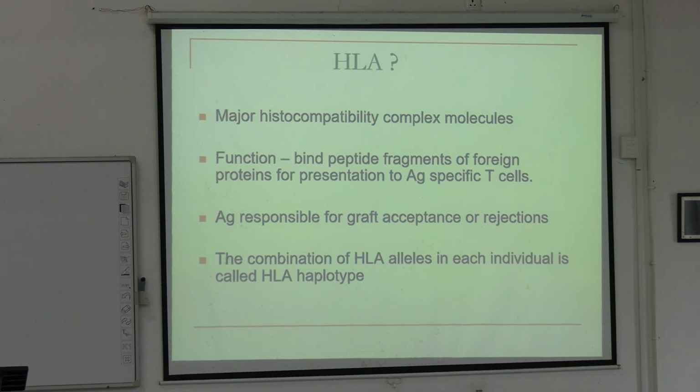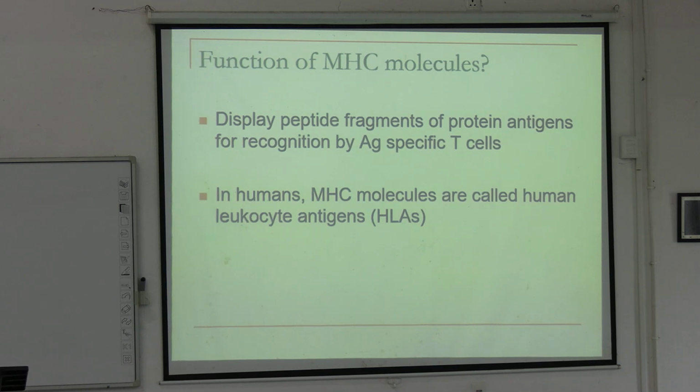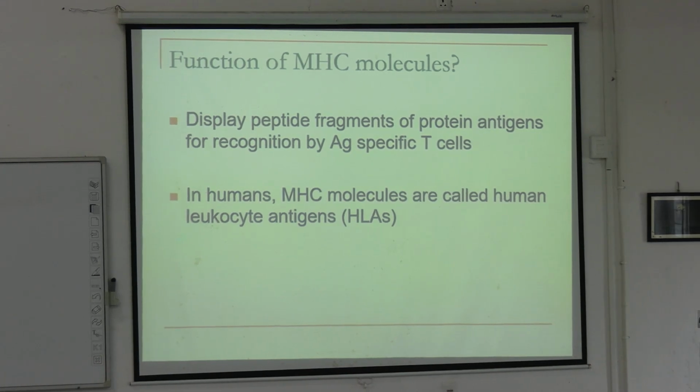So now, what is an HLA haplotype? It is the combination of HLA alleles in each individual, okay. So these HLA haplotypes are never the same in two individuals except identical twins. So everyone will have different HLA haplotypes. Now coming to the function, they display peptide fragments of protein antigens for recognition by antigen specific T cells, and in humans these MHC molecules are called human leukocyte antigens, which I have already told you all before.